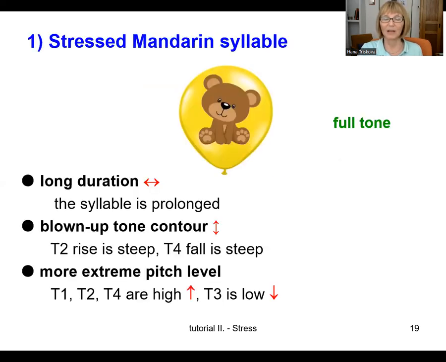Stressed Mandarin syllable has a full tone. It has rather long duration. Its tone contour is very distinct or even blown up. So for instance, the rise of the second tone is quite steep, or the fall of the fourth tone may be quite steep. And the whole syllable is put into a more extreme pitch level. That means the first, second, and fourth tone will be higher, and the third tone, on the contrary, will be lower.